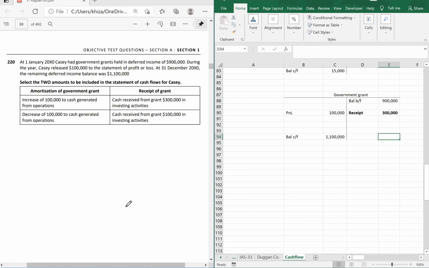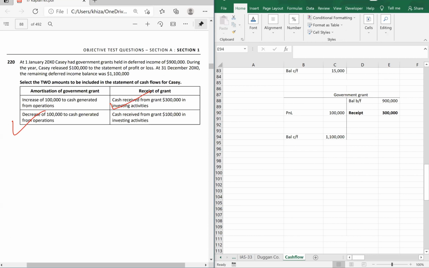Amount of amortization of government grant: increase of 100,000 to cash generated from operations, or decrease of 100,000 to cash generated from operations? Which one? Decrease, because it's an adjustment for non-cash income. Notional income will be deducted. And what about receipt of grant? 300,000 cash received from government grant in investing activities. Remember, guys, it's investing activities.